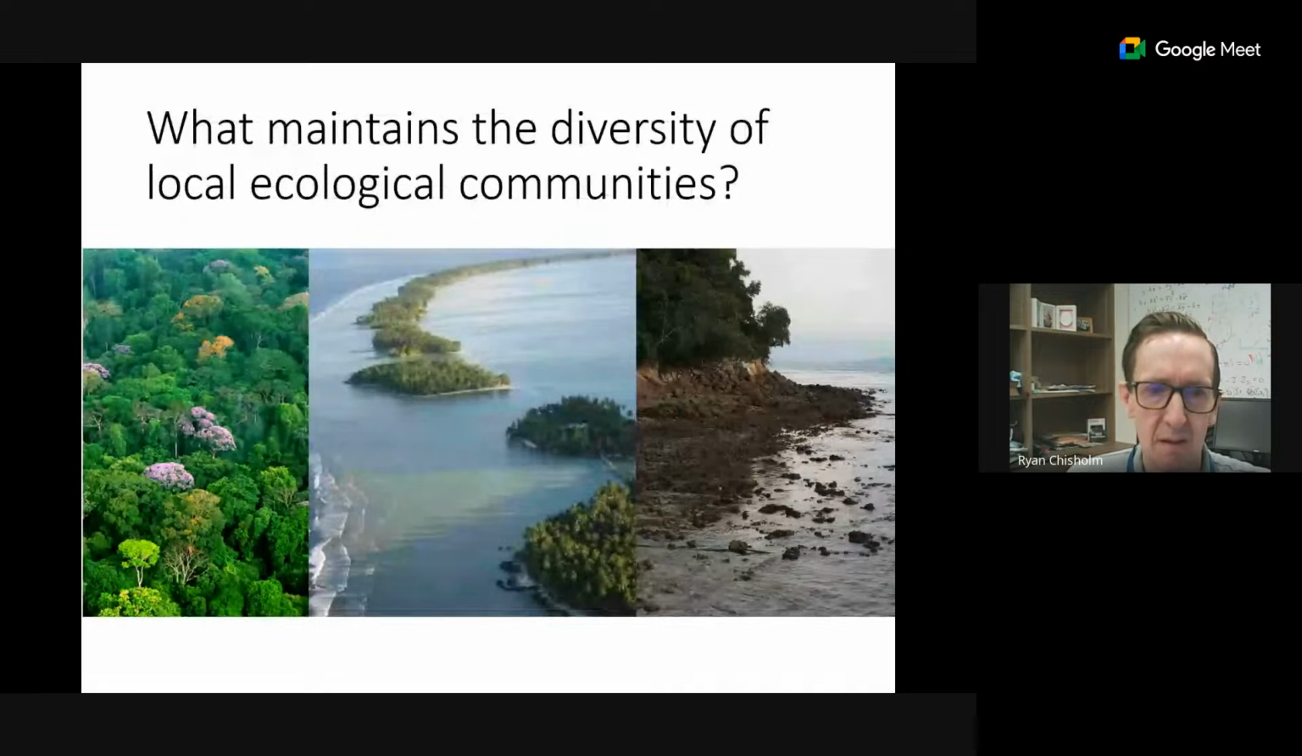Okay, so some of the systems I'm going to talk about: tropical rainforest tree communities, where you can have hundreds of species in a single hectare, islands, where you tend to have relatively few species, and tropical intertidal communities, where you get crustaceans and gastropods and all sorts of little critters in the intertidal zone.